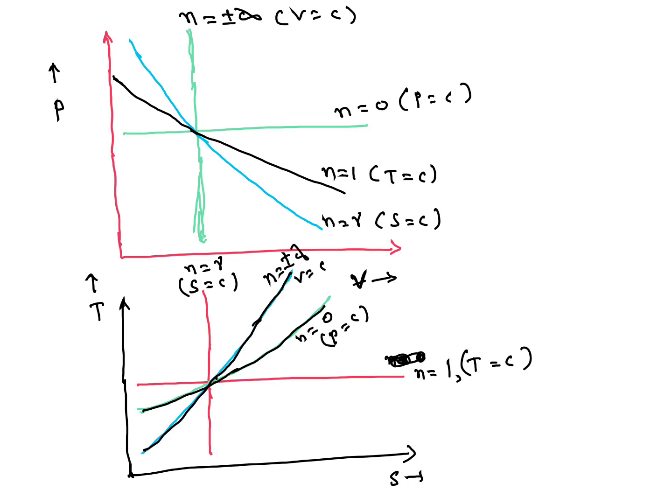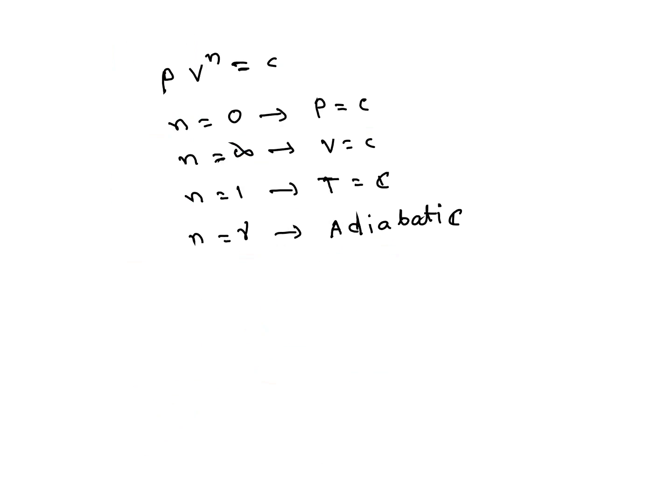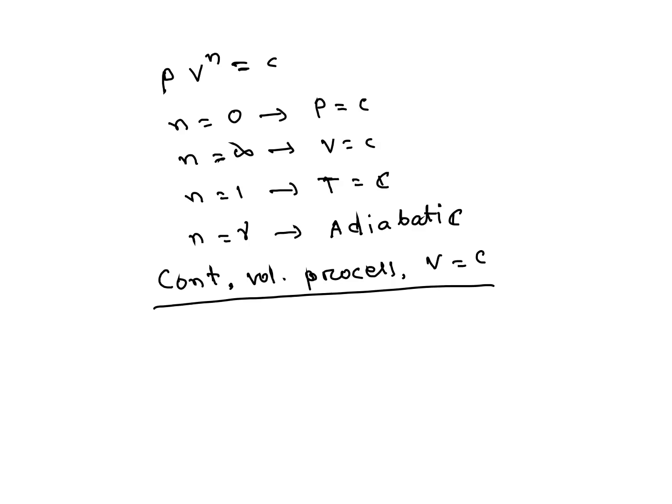PV to the power n equals constant, and n equals 0 for constant pressure process, and n equals infinity for constant volume process, and n equals 1 for isothermal process, and n equals gamma for adiabatic process. For constant volume process, for heating and cooling, I will draw the PV and TS diagram. First PV diagram, then TS diagram.